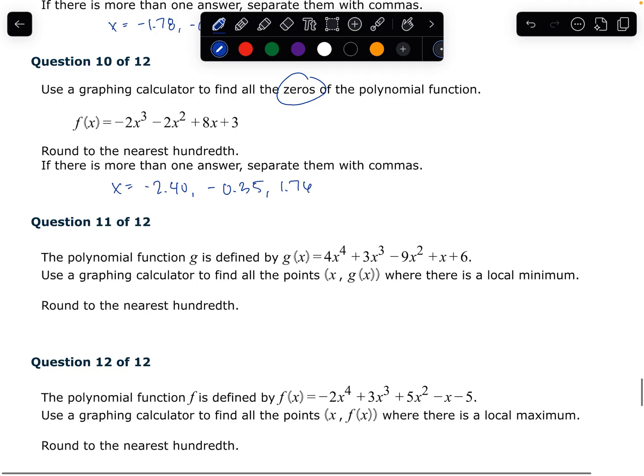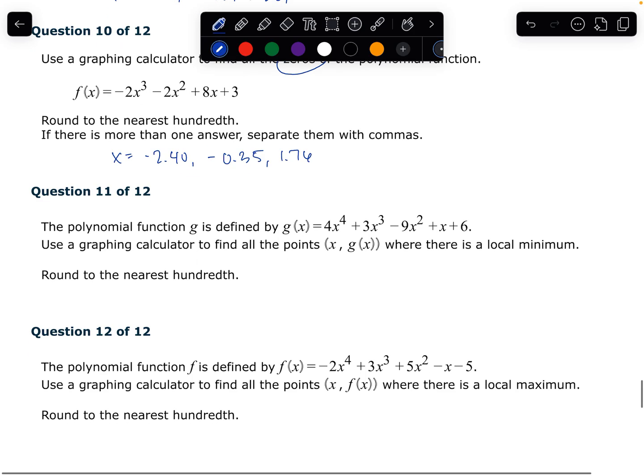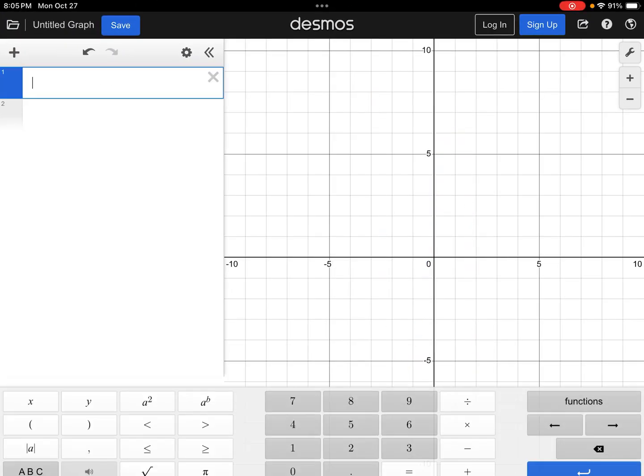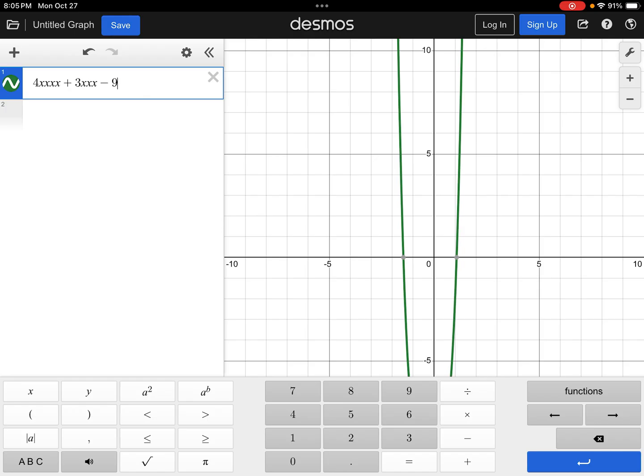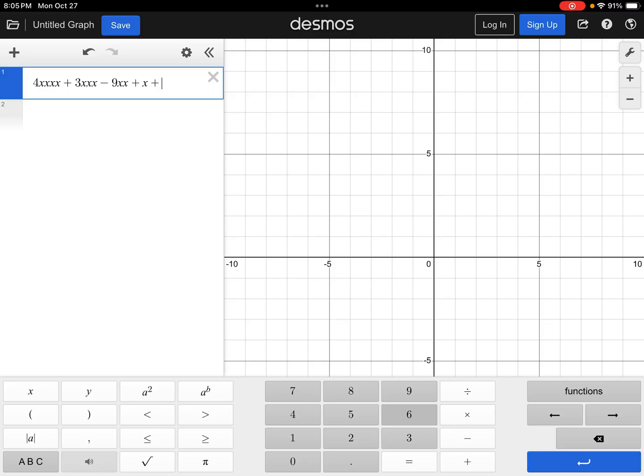All right, for 11 and 12, use the polynomial function g. So we have a polynomial function g, and use a graphing calculator to find all the points where it has a local minimum. So let's go ahead and graph it, and we'll see where it has local minimum. So I'm going to put it into Desmos. So I've got 4x to the fourth plus 3x to the third minus 9x squared plus x plus 6.